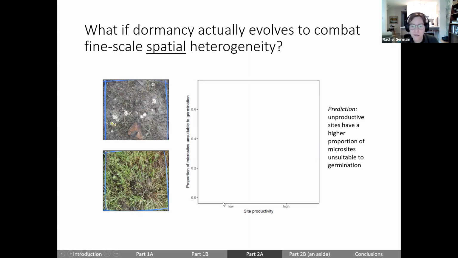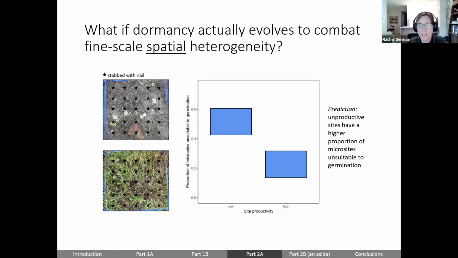And so to test this, we went back to sites that had low and high productivity. And I wanted to test the proportion of those plots that were actually suitable or unsuitable to germination. And the prediction here is that unproductive sites have a higher proportion of microsites that are unsuitable to germination. So that's what this would look like: more unsuitable sites in the low productive sites than the high productive sites.